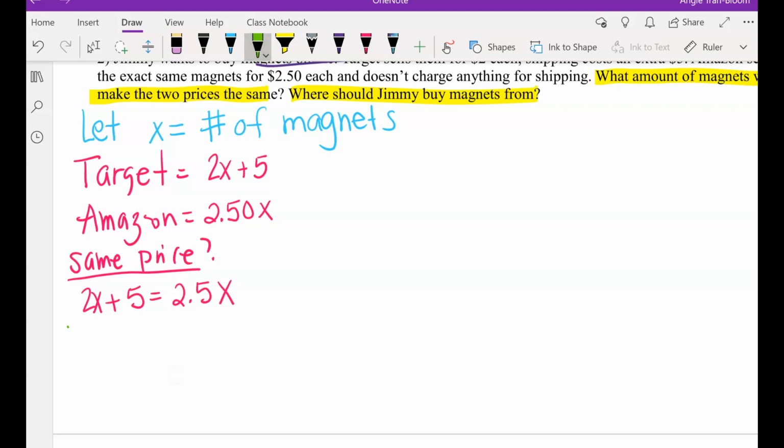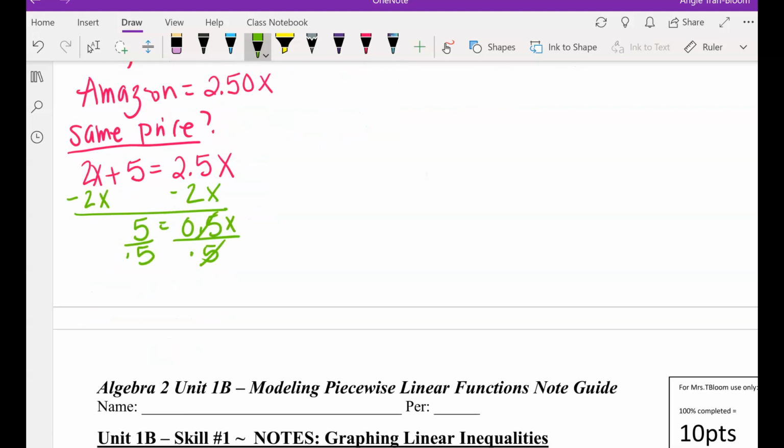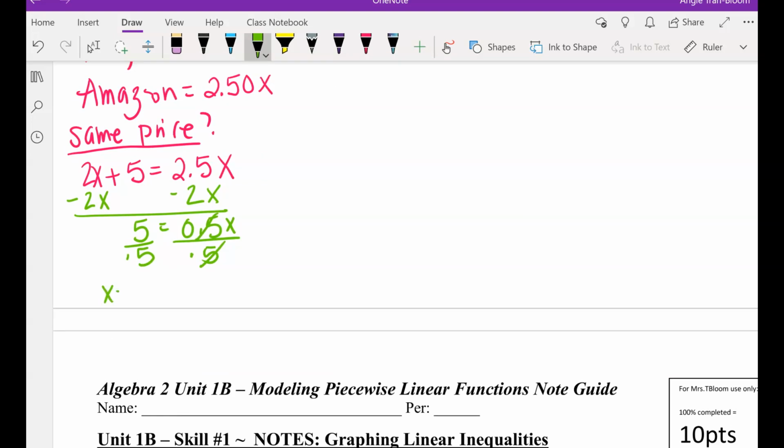Step number 1, you're going to have to do what to solve for x? Move over the 2x. Perfect. Well said. So 5 equals, what's 2.5 take away 2? 0.5. Okay. Divide both sides by 0.5. What do you think x is? 10. Okay, x is 10.